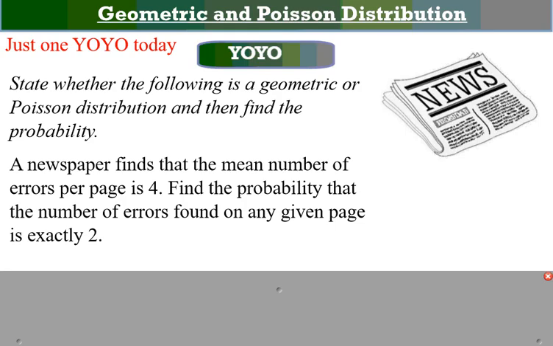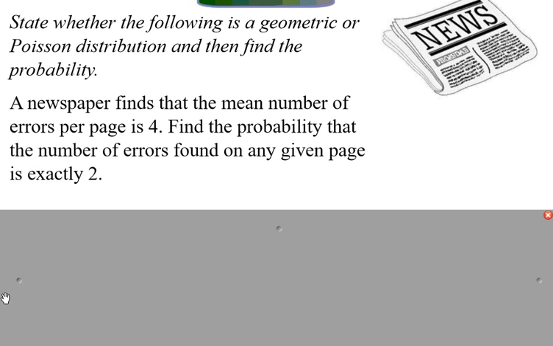I'm going to give you a chance to try just one today on your own. State whether the following is a geometric or a Poisson distribution, and then find the corresponding probability. A newspaper finds that the average number of errors per page is 4. What's the likelihood that the number of errors found on any given page is actually 2? So pause the video now, come back and check once you've had a chance to try.